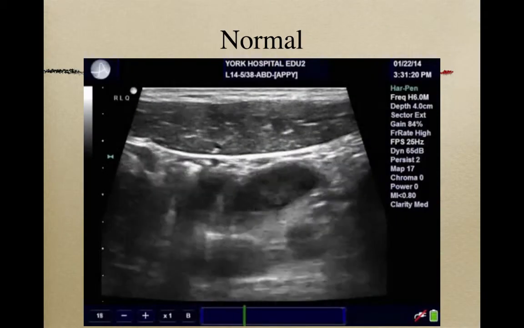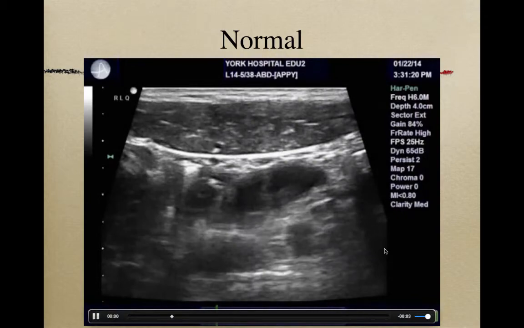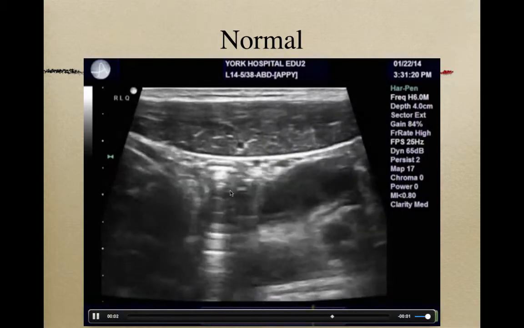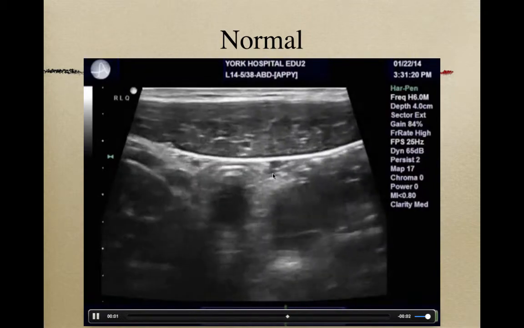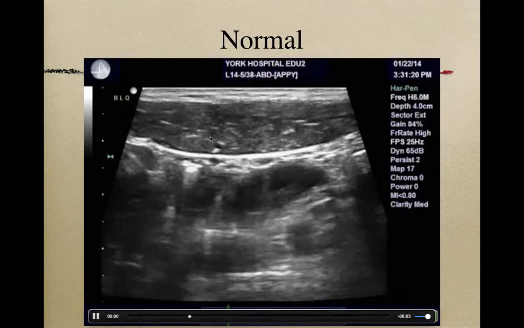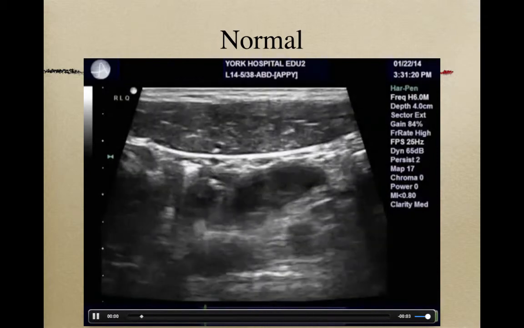Just as an example, this is normal. So this is a normal intestinal tract here. We see some fluid-filled loops of bowel, normal wall thickness, and they're compressing here between the psoas muscle, which is sitting right here, and the abdominal wall musculature.